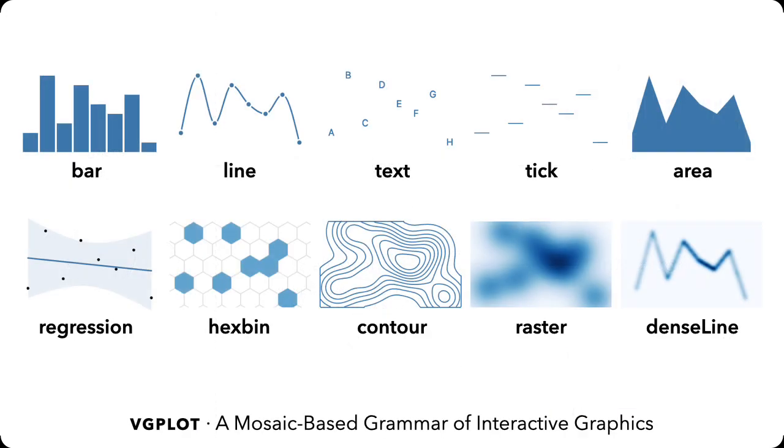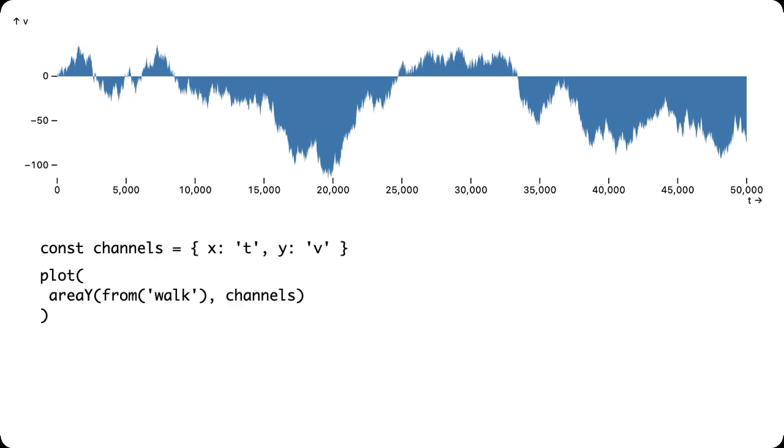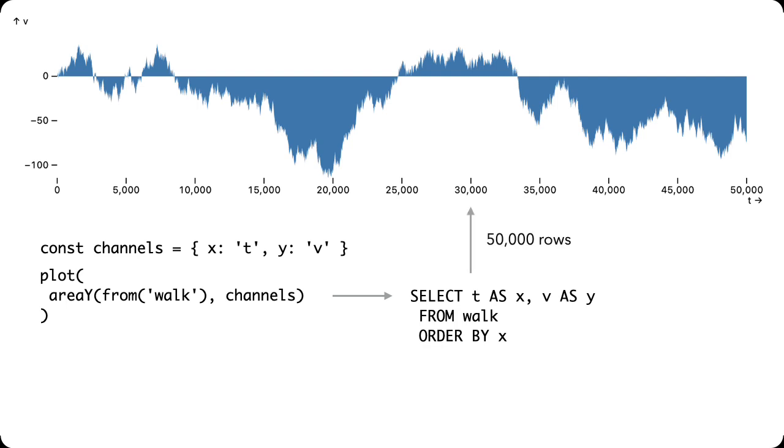To assess Mosaic, we also designed VGPlot, a grammar of interactive graphics. In VGPlot, each mark is a Mosaic client that generates queries. For example, we can create this chart using an area Y mark. A basic query selects all data points, here resulting in 50,000 rows.